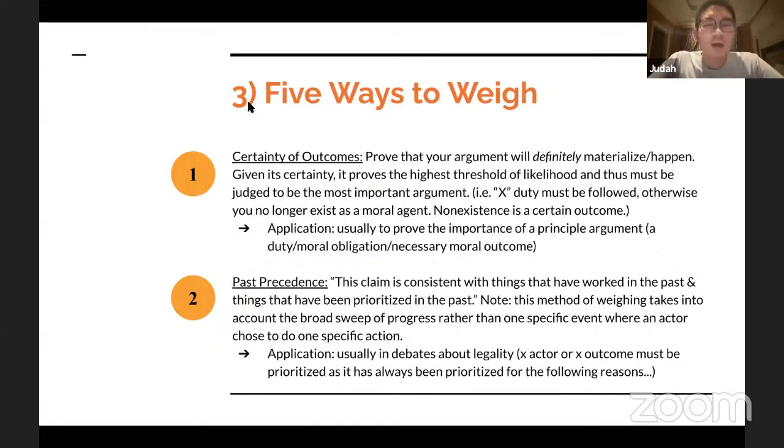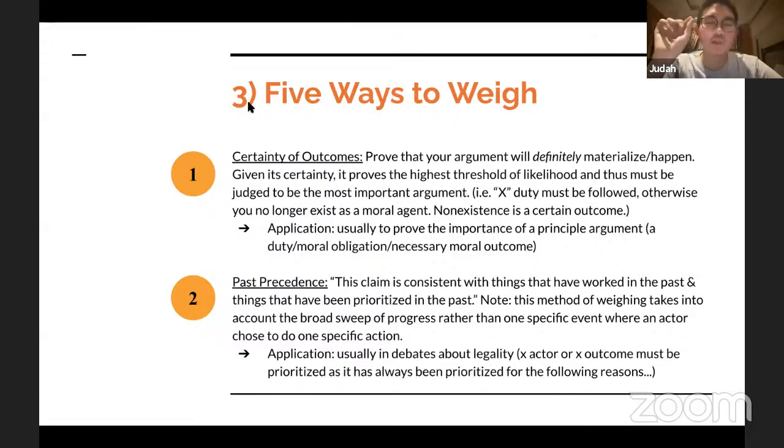Right, so the second way to weigh, I'm sorry, I'm saying weigh way too many times, is to talk about past precedents. That looks like saying something like, this claim is consistent with things that have worked in the past and things that have been prioritized in the past. So it's not just about saying this thing is the same as what happened 200 years ago, because some horrible stuff happened 200 years ago, doesn't mean it's good, right?